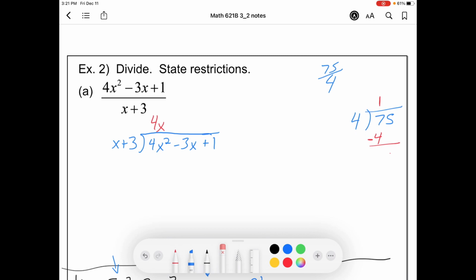Let's do the same thing with our algebraic expression. So we'd have 4x, and then we'd multiply it. This time we're going to multiply it by the whole divisor here, all of x plus 3, or the entire binomial. So I'm just doing this off to the side, thinking about it. 4x by x plus 3 is 4x squared plus 12x. And I would subtract that whole thing off, just like I'm doing with numbers.